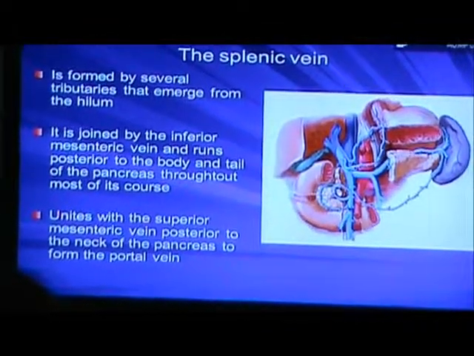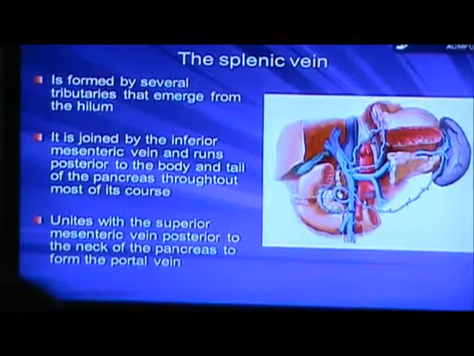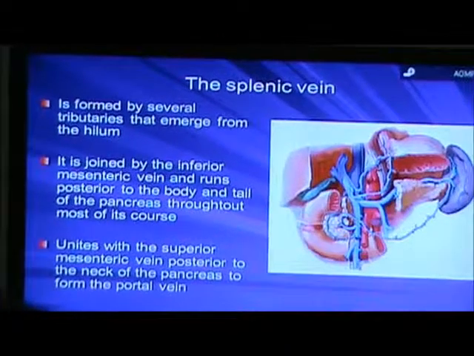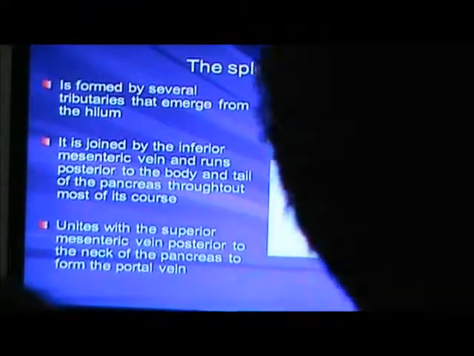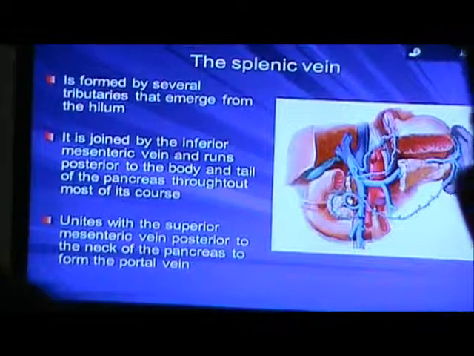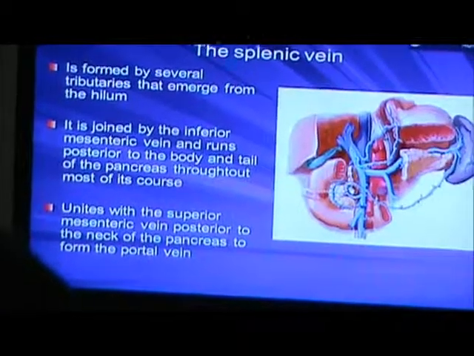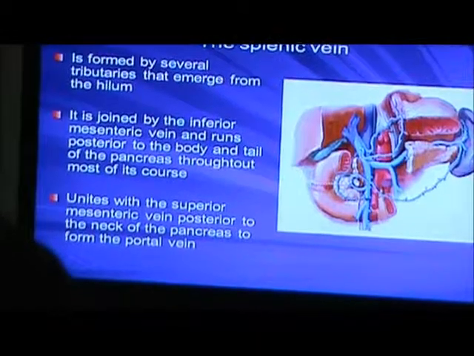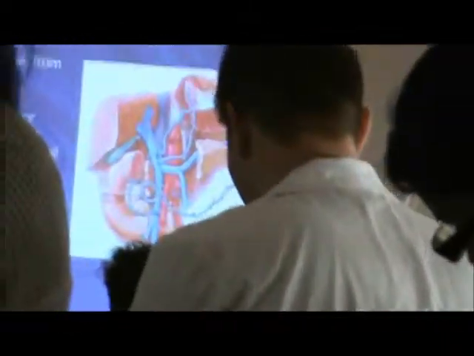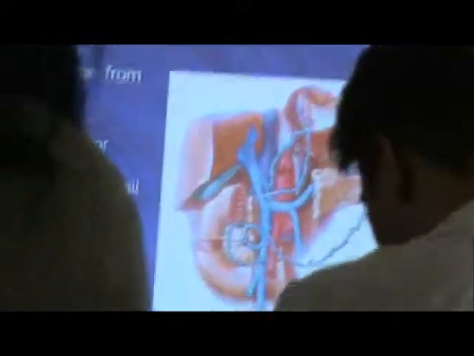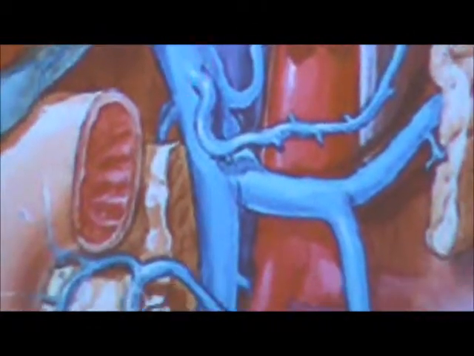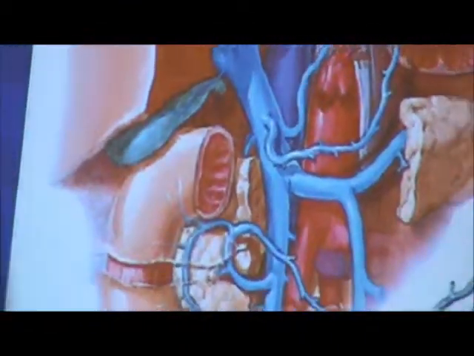And the splenic vein unites with the superior mesenteric vein, and I hope you will remember, because I emphasized it, that the junction, the union, is behind the neck of the pancreas. The superior mesenteric vein with the splenic vein form the portal vein.